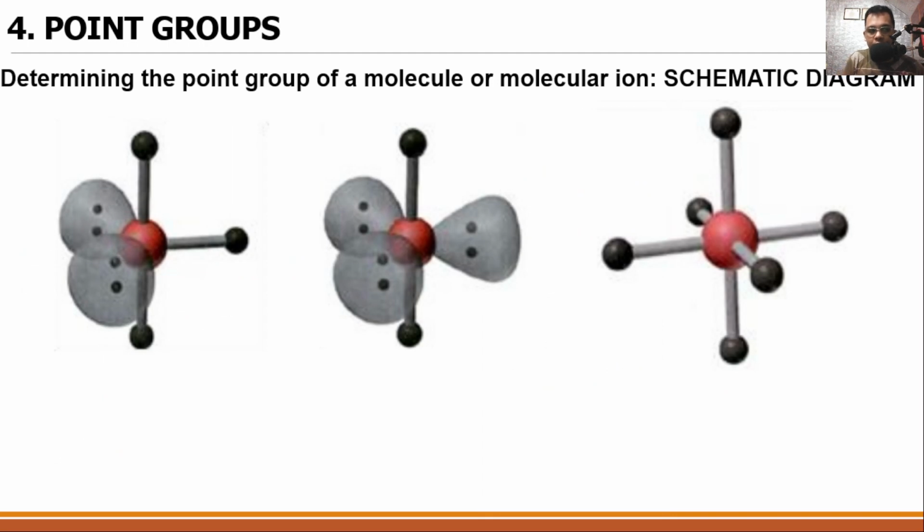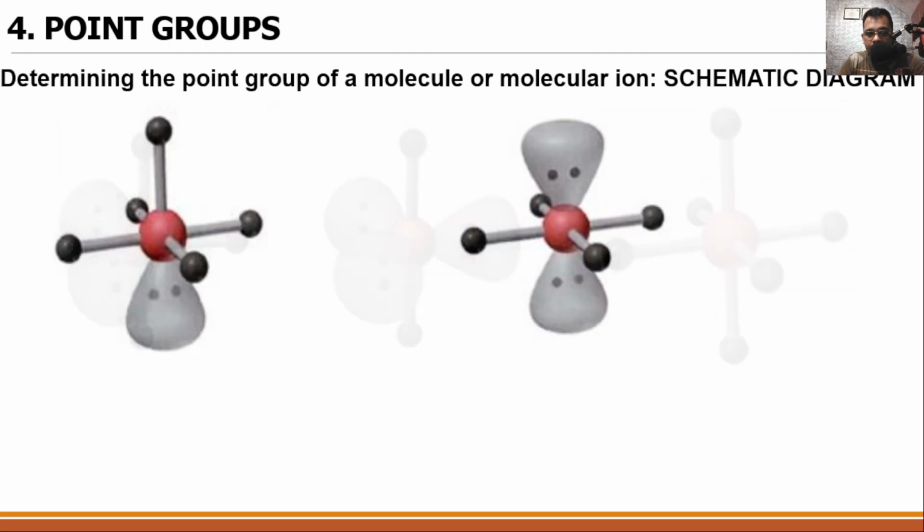And for this one, this is a what type of... Where's the pen? Ayan. Okay, what about this one? For this one, ito ay C2V for this one. This one is D infinity H, as discussed earlier. And this one is what? OH, kasi octahedral. And then, for this one, it's C4V. And this one is, for square planar, D4H.